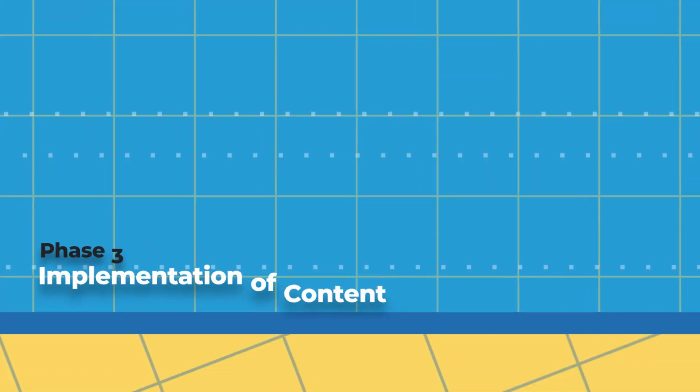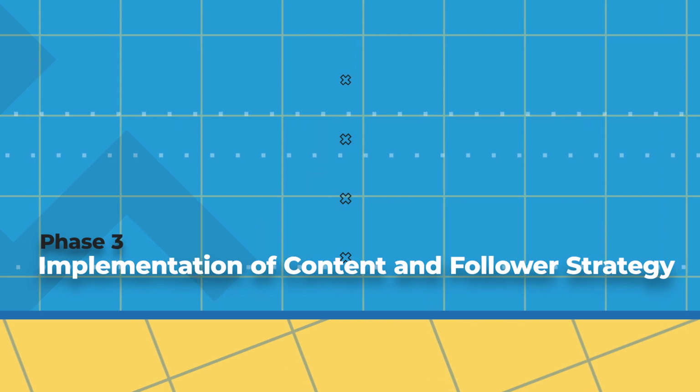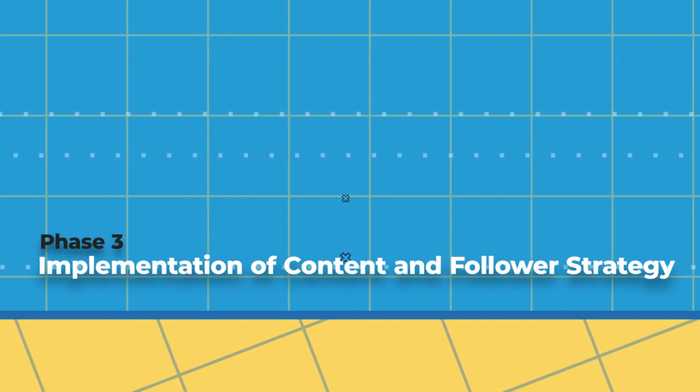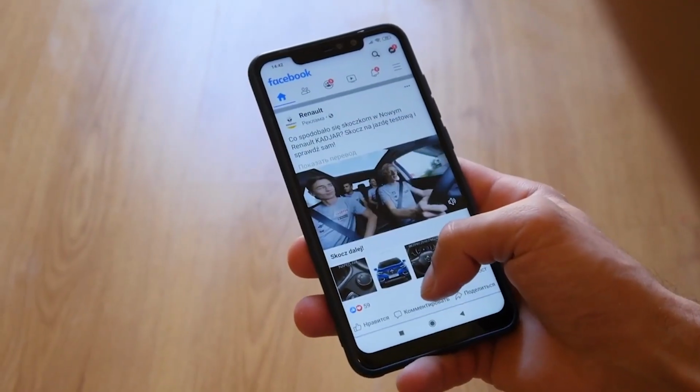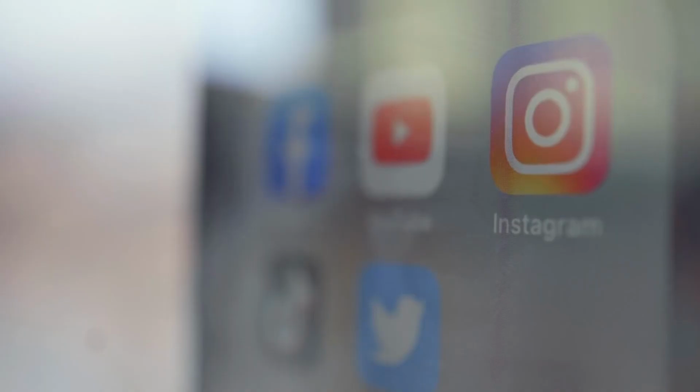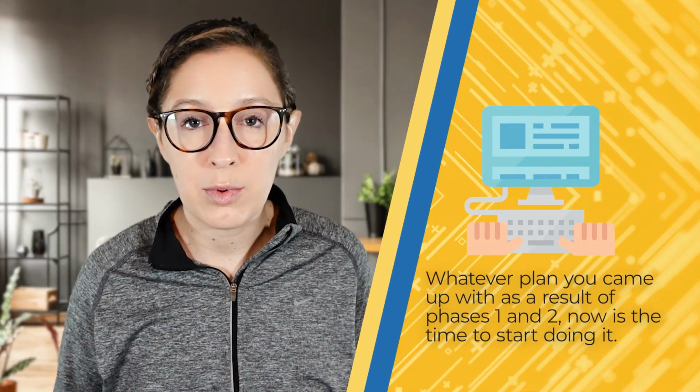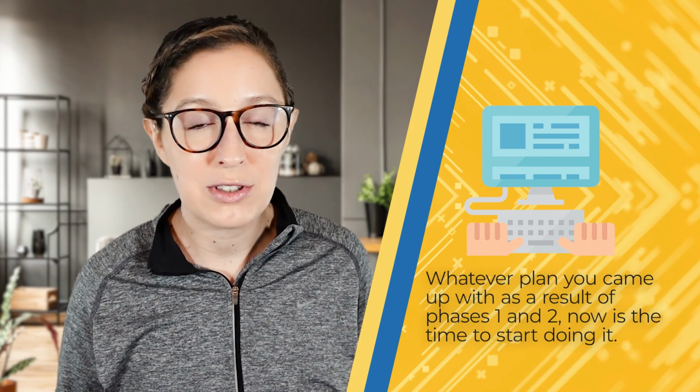That'll help you get started with a growth strategy for whichever social platform you choose to start with. All right, so now moving on to phase 3, implementation of content and follower strategy, aka putting all your planning into action. This is the phase where you start doing everything you've talked about so far. It could be publishing organic posts 5 times a week, running Facebook ads, starting a TikTok account, setting up your Instagram shop, etc. Whatever plan you came up with as a result of phases 1 and 2, now is the time to start doing it.